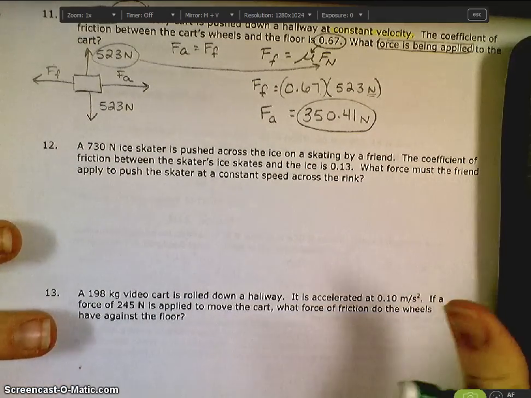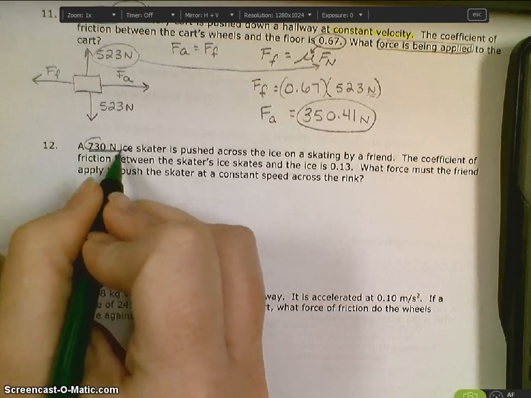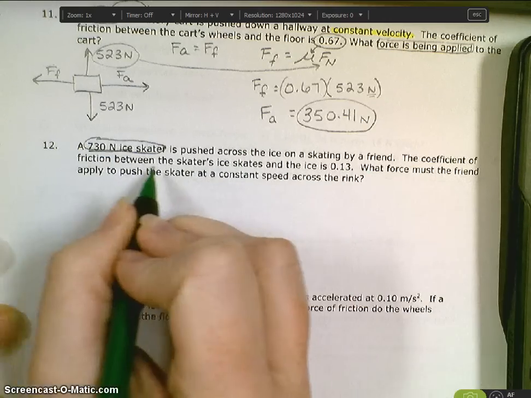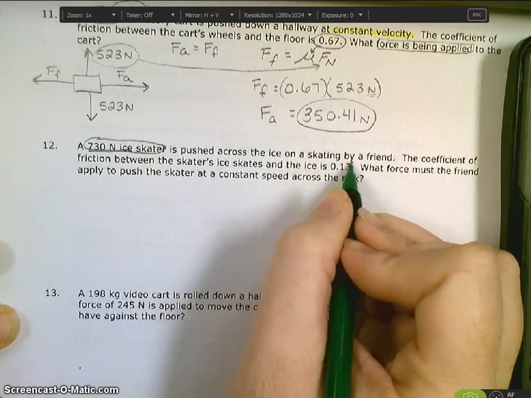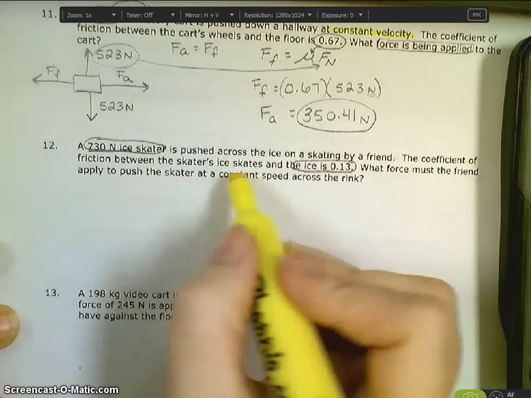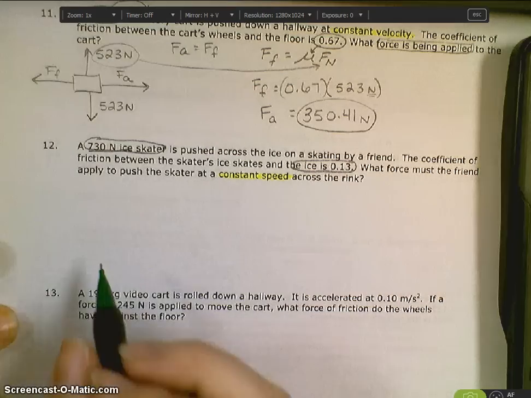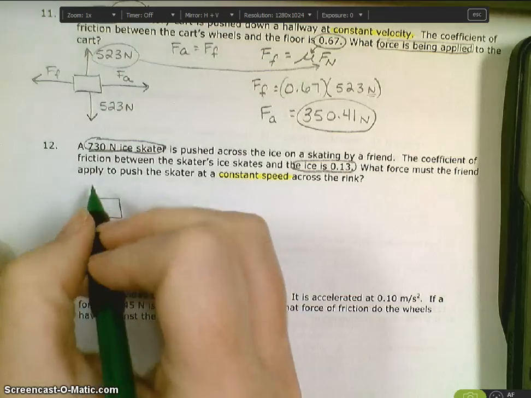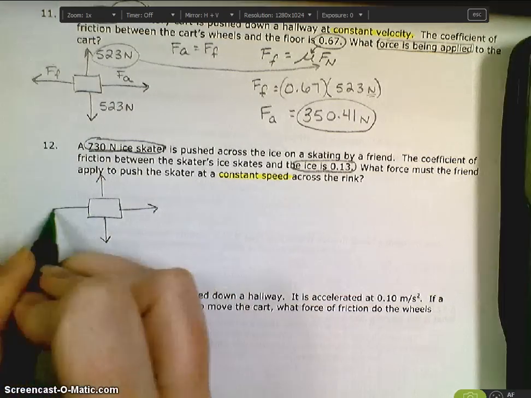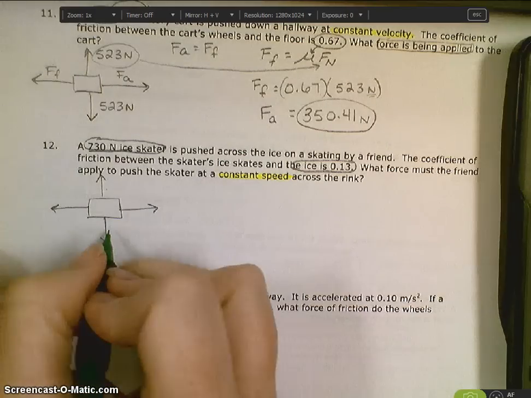Okay, hopefully you guys are doing okay. One more problem to work out. They wait till the end to tell me constant speed, but once they do, I know that my arrows are all the same. Up equals down, left equals right.